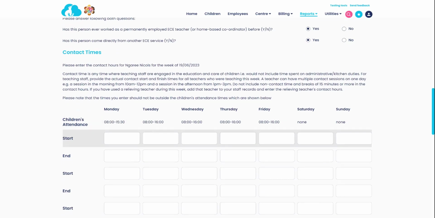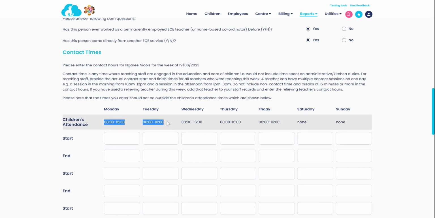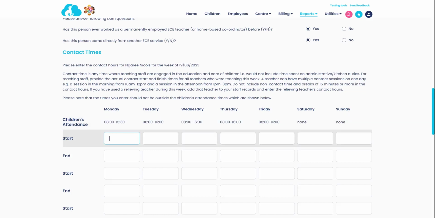Here are our contact times again. Just remember, it has to be within the child's attended hours. It cannot be outside of this. Even if the staff member physically worked outside of those hours, for the purpose of census week, it has to be matching that or lesser than.